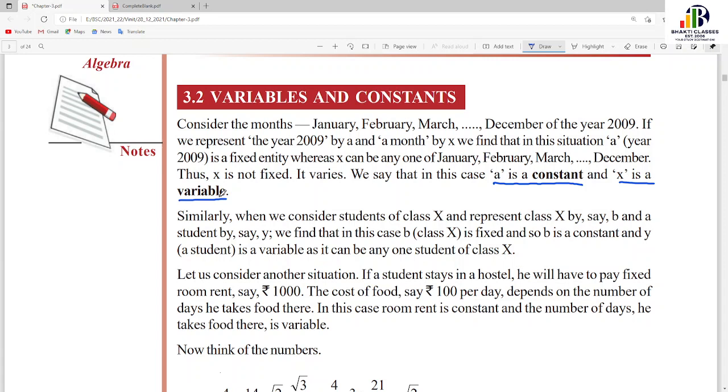Similarly, when we consider students of class 10 and represent class 10 by say B and a student by say Y, we find that class 10 is fixed, and so B is a constant, and Y, that is a student, is a variable, as it can be any one student of class 10. So a variable is something whose value is changing throughout the calculation.